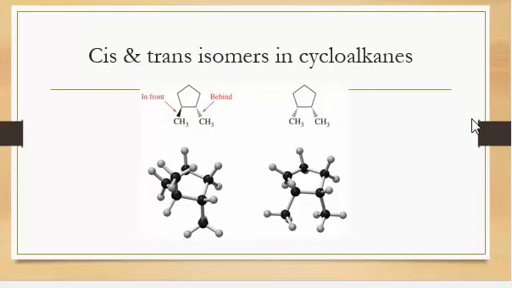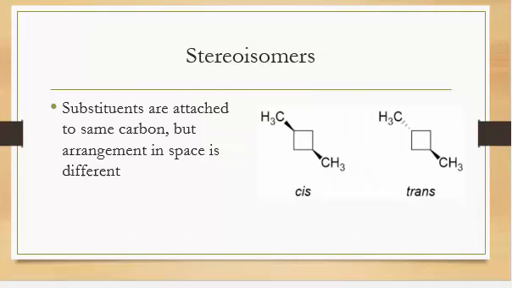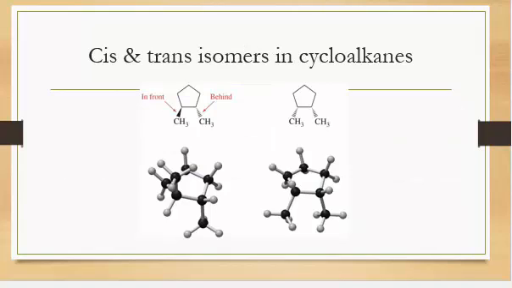Cis and trans isomerism is a type of isomerism known as stereoisomerism because the difference between the two isomers is an orientation in space, not a difference of which group is bonded to which carbon. For example, consider the two isomers of 1,2-dimethylcyclopentane. Each isomer has a methyl group bonded to the 1 and 2 carbons of the cyclopentane.